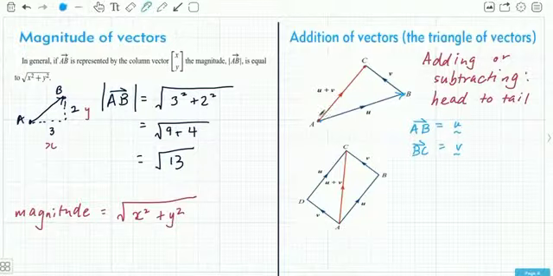If we wanted to go from A to C, rather than going directly, we can go the roundabout way by going to B first and then to C. It doesn't actually matter that we went to a different place here. At the end of the day, a vector is defined by where it starts and where it ends. So it doesn't matter what we did in the middle.